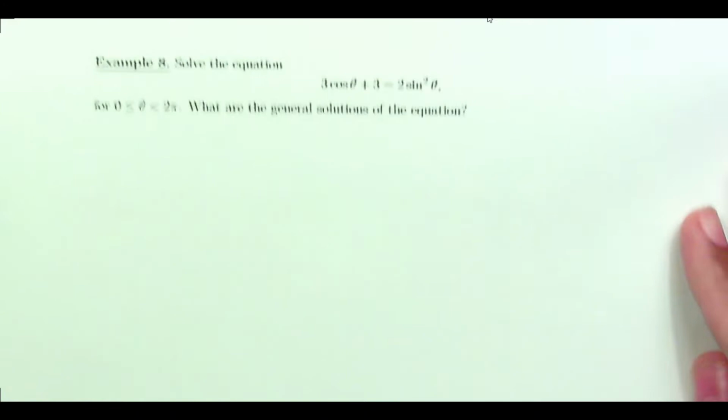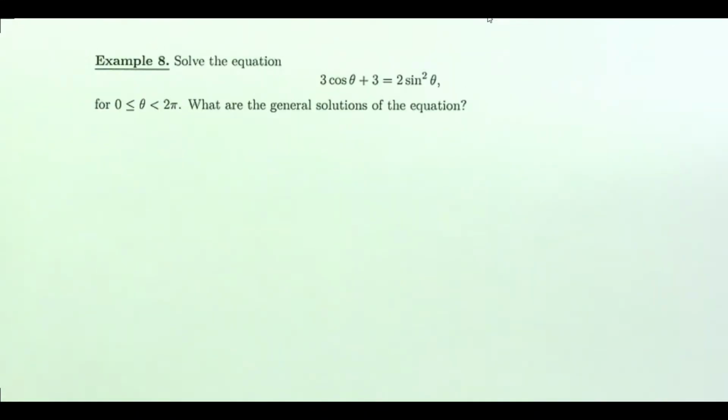This one right here says: solve the equation 3 cosine of theta plus 3 equals 2 sine squared, for theta between 0 and 2 pi. After that, there's a follow-up question that says, what are the general solutions of the equation?